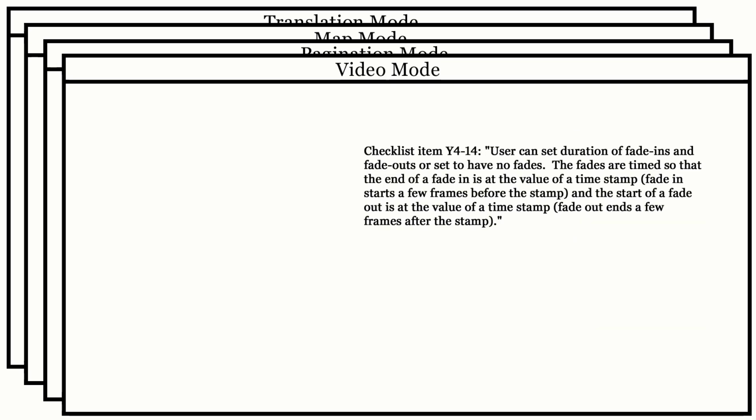So once he imports the full list of timestamps into Autoglosser, he's defined the start and end times for each screen. Checklist item 4-14. User can set the duration of fade-ins and fade-outs, or set to have no fades. The fades are timed so that the end of a fade-in is at the value of a timestamp, fade-in starts a few frames before the stamp, and the start of a fade-out is at the value of the timestamp, fade-out ends a few frames after the stamp.